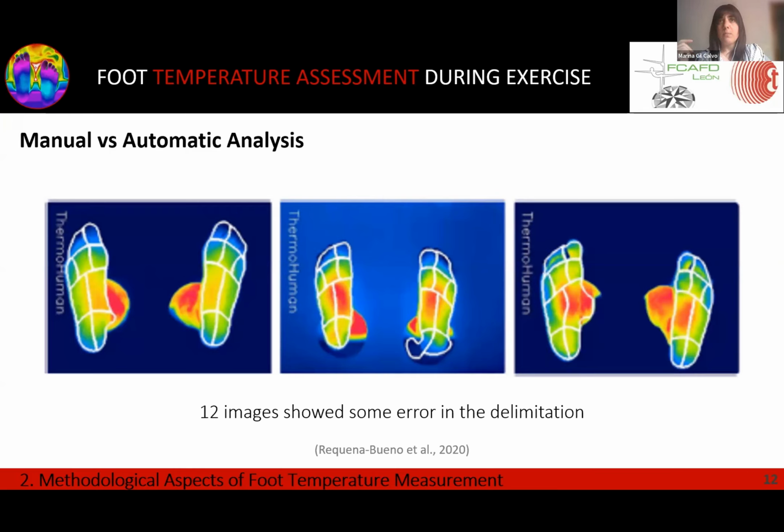So it's important, if you are using this automatic analysis, to scale properly and to avoid seeing the leg when you are taking the images.